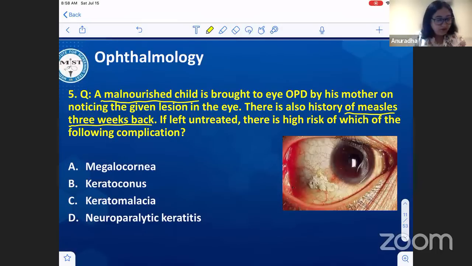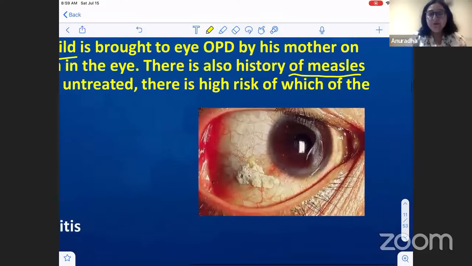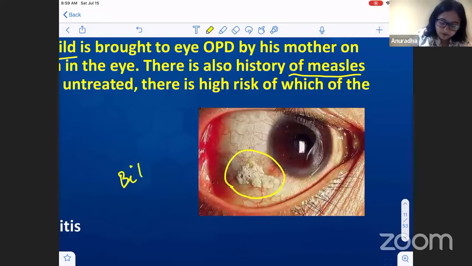So all of you have made the diagnosis. A malnourished child with a history of measles, with nutritional deficiencies. A person who is malnourished, who has suffered from a recent viral infection, is often nutritionally deficient. And this image is almost a spot diagnosis. So what do you see here? Most of you are right. It's a Bitot's spot.